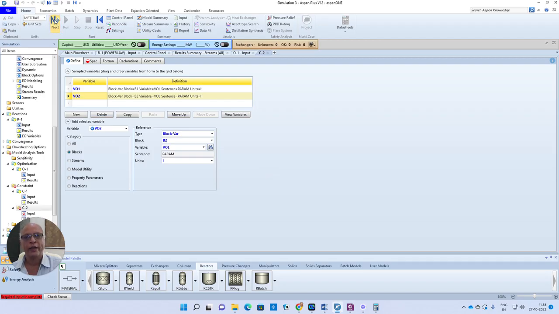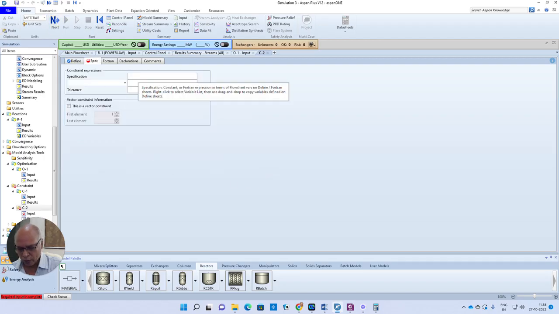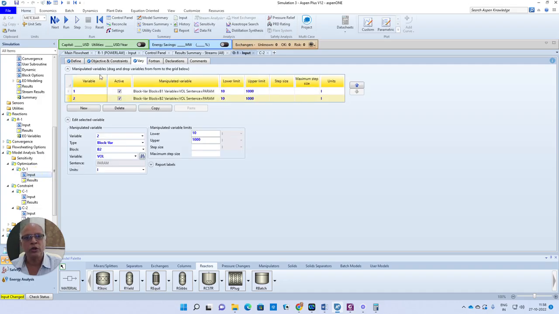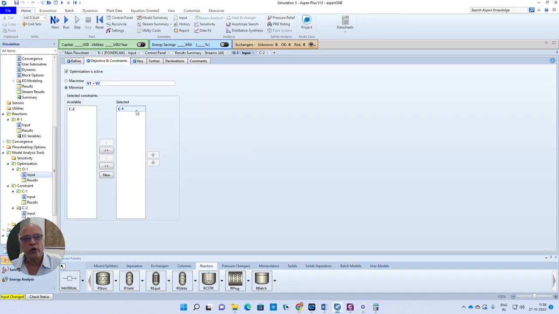Now, what is the spec? The spec means we cannot equate one variable with another variable, but we will be able to write like this: VO1 minus VO2 should be equal to 0. In other words, we are trying to force the volume of these two reactors to be equal. So once again, go to this optimization input. You can see constraint 1 was effective earlier. Now we have created another constraint. I am going to bring it to the right side in order to force it.